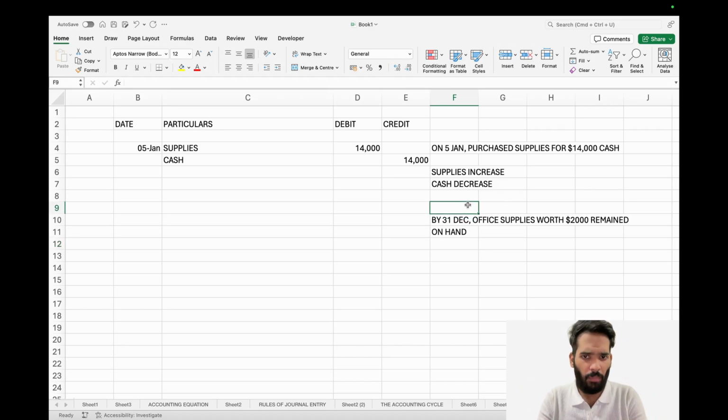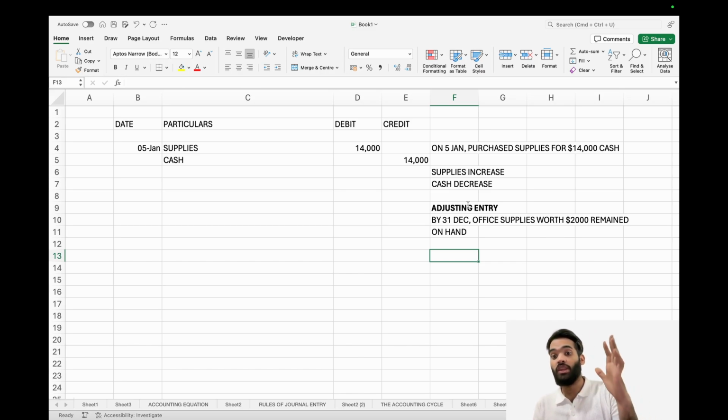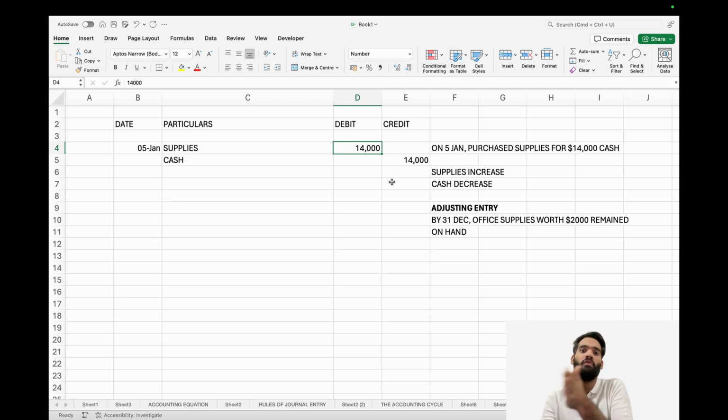So why am I saying that we have to make an adjusting entry for this? It is because we realize by the end of the year, we don't have all of the supplies remaining that we recorded initially. I have to remove some of them that I've used. So obviously, if you buy 14,000, assuming before this year we didn't have any supplies, in this year we bought 14,000 supplies, and at the end of the year, 2,000 are left. That means we can assume we used 12,000 worth of them, right? If you buy 14,000, remaining is 2,000, that means you used 12,000 worth of supplies.